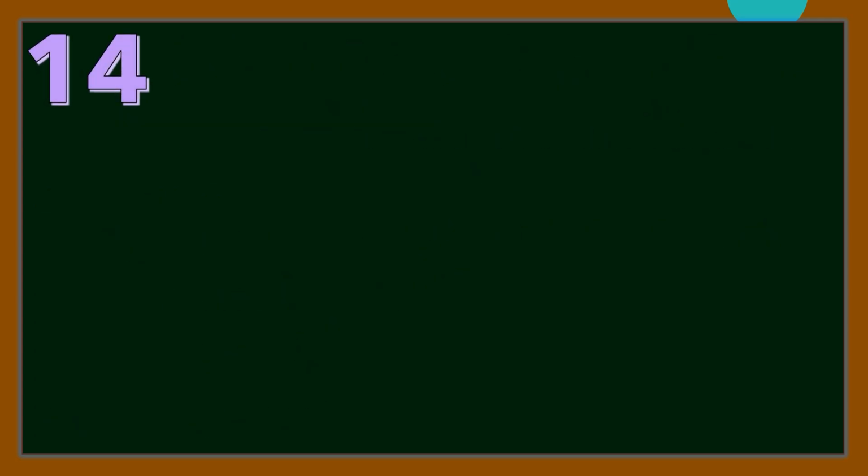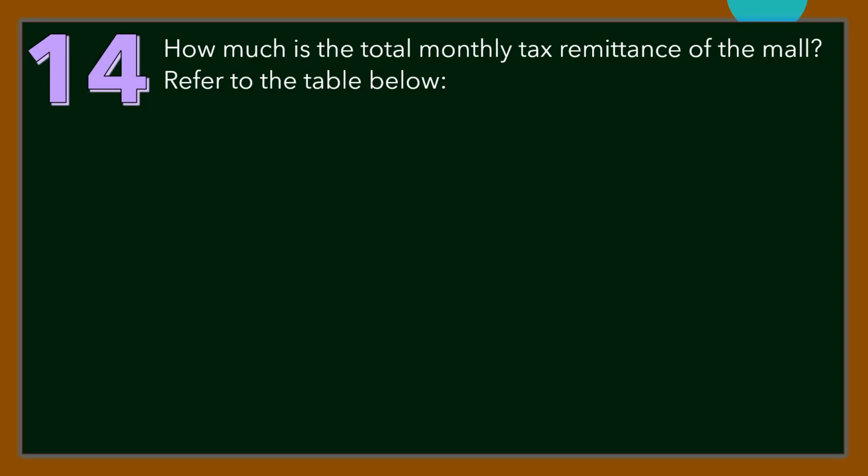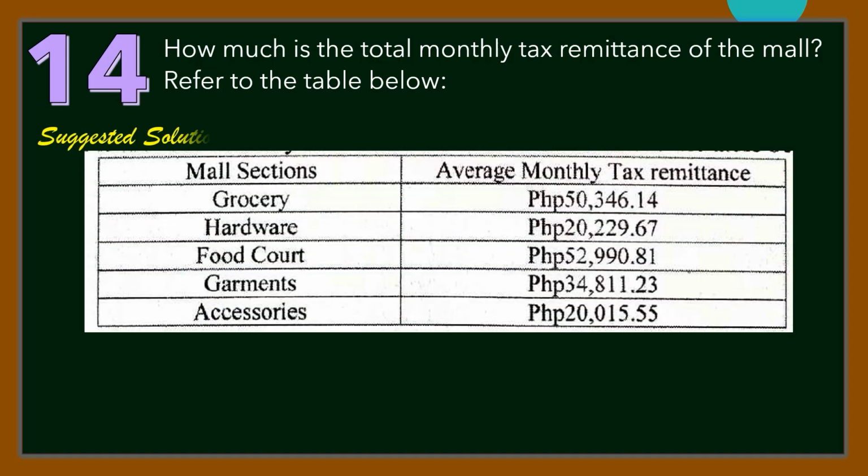Number 14. How much is the total monthly tax remittance of the mall? Refer to the figure or the table below. For our solution, let us add all the average monthly tax remittance of the mall in different sections. So we have 4 plus 7 plus 1 plus 3 plus 5, that is 20.